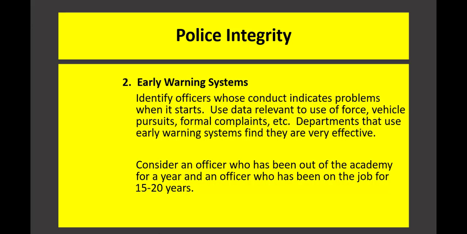Another way to obtain police integrity is through early warning systems. These are procedures put into place to identify officers early who are having struggles and problems, and solving those problems before they get really bad. So how do they do it? Well, they use a lot of data.